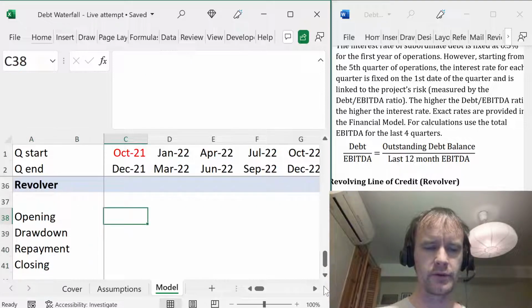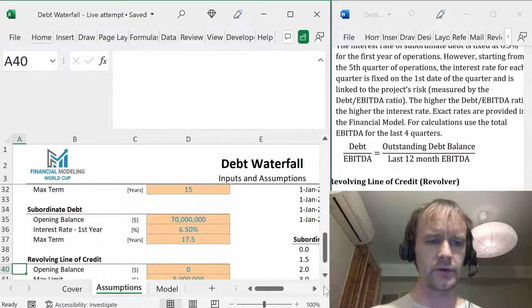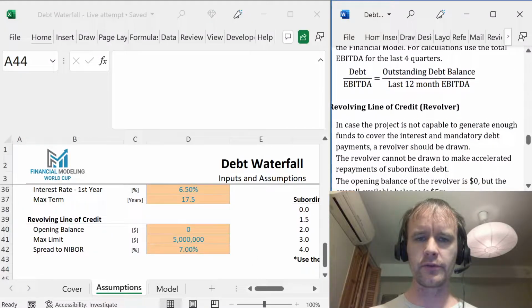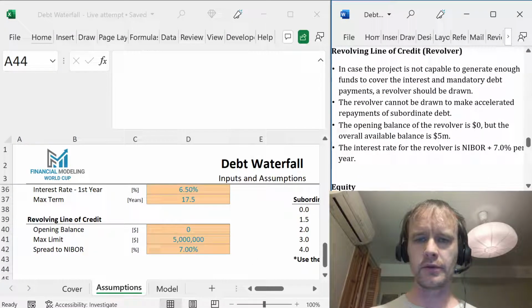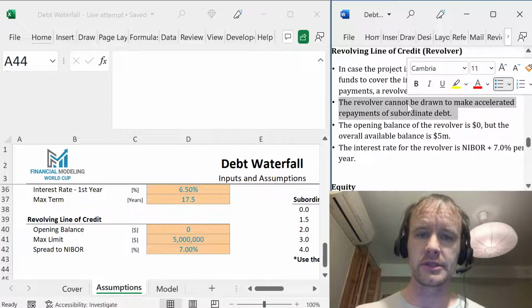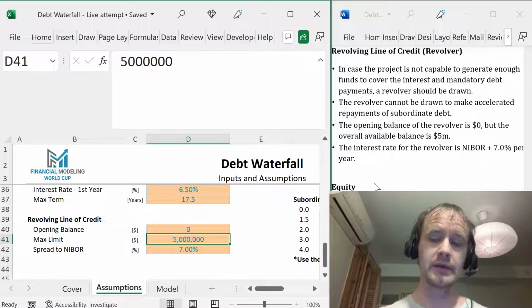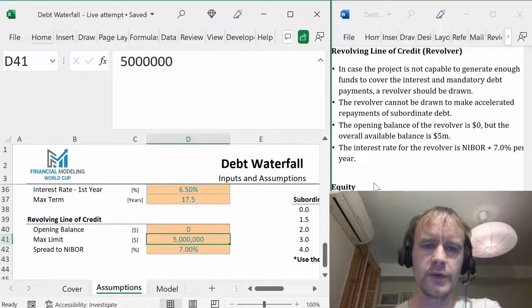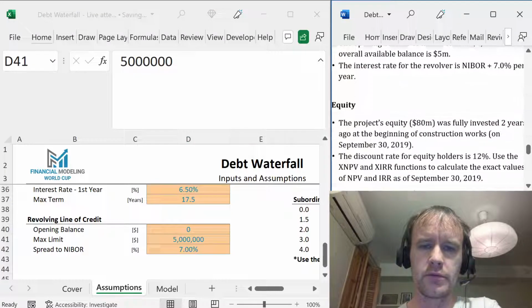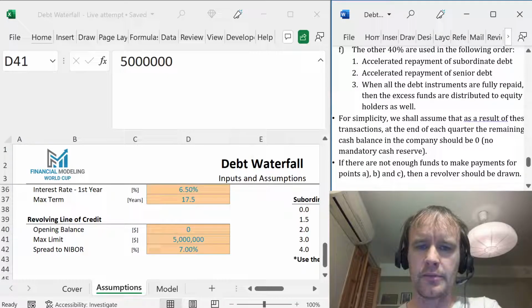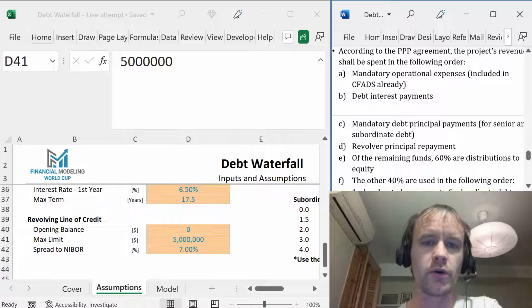So now let's quickly do the revolver, and then we can do the waterfall. So the revolving line of credit, in case the project can't cover costs, then you can draw on the revolver, not to make accelerated payments, but only to make mandatory payments, interest payments, etc. Starts off at 0 with an available balance of 5 million. Now, one very important thing, which you've got to be careful with. You should obviously model a cap on the revolver, but then the logic of this model says, if you can't meet A, B, and C, which are the first 3 obligations, then draw on the revolver.